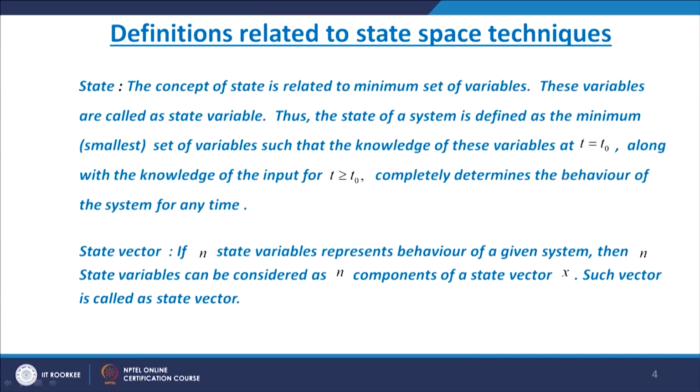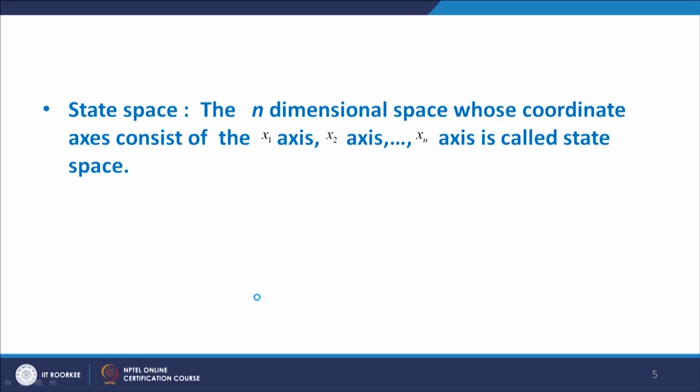Now the state vector: if n state variables represent the behavior of a given system, then these n state variables can be considered as the n components of a state vector x. Such a vector is called a state vector. That means, as I told you, when there are many state variables, say x1, x2, up to xn, combined they become x, which is called the state vector. Now the state space: the n-dimensional space whose coordinate axes consist of the x1 axis, x2 axis, up to the xn axis is called the state space.